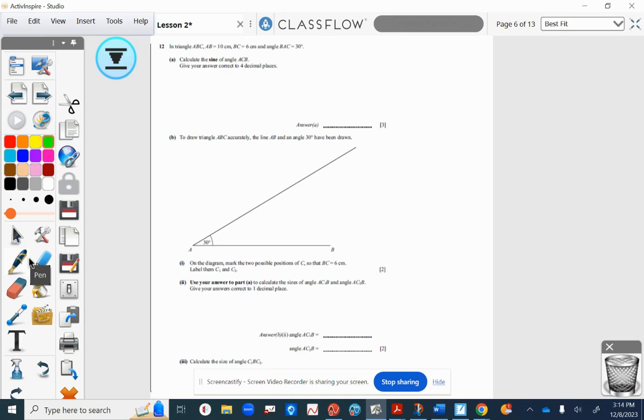And for the first part, we've got to calculate the sine of an angle. I can't visualize things in my head, never have been able to, so I would always draw out the triangle. So A, B, C. And it says AB is 10. I do realize it's partly drawn out below, but whatever. BC is 6, and angle BAC, so B to A to C, that angle in the middle, is 30 degrees.